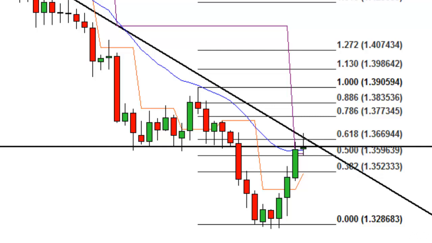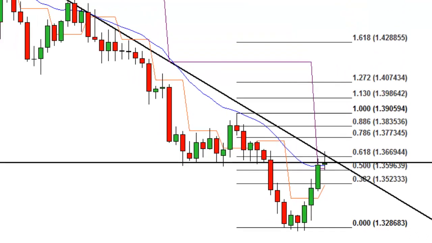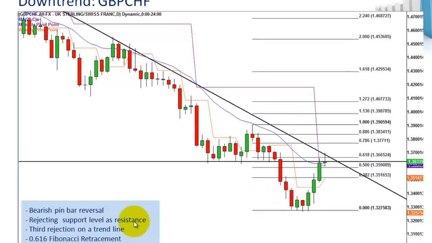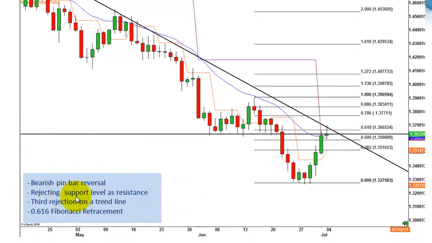So we have 3 reasons to go short here. 4 if you include the fact that we've got our activated bar, which is bearish pin bar reversal. As you can see here, we've got it all written down. Bearish pin bar reversal, rejecting a support level as resistance, third rejection of a trend line, 0.618.